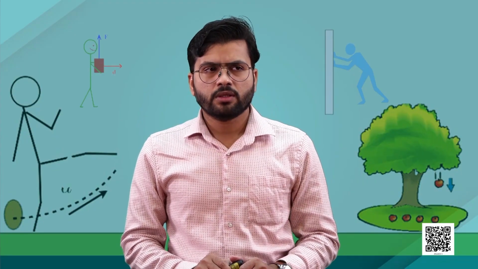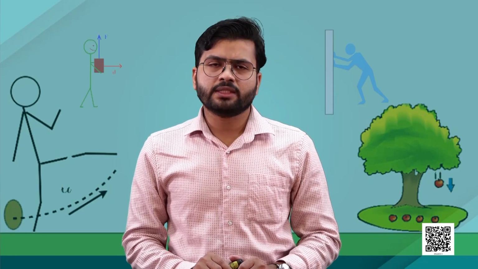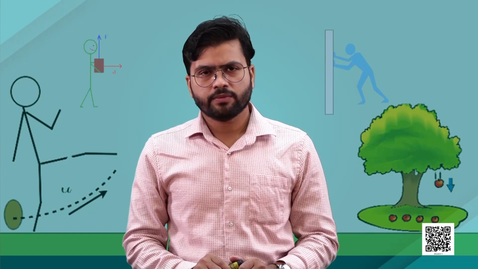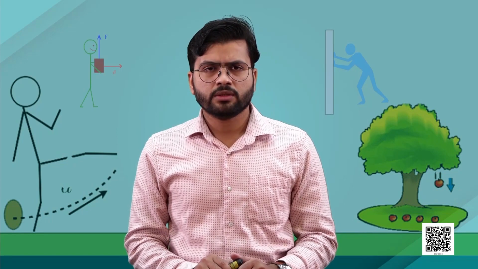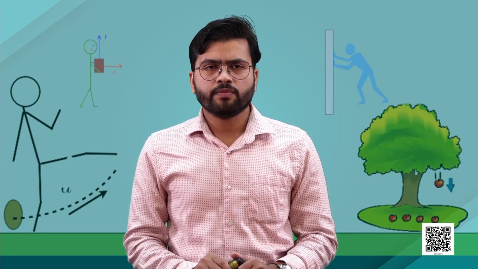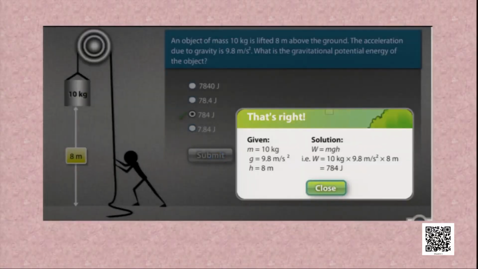So here we can easily solve this by applying the formula potential energy is equal to mgh. The values are given to you. So you try what will be the answer. So here is the answer in front of you. Now if you substitute all these values, you will get the option as 784 joule. Mass is given as 10 kg, acceleration due to gravity is 9.8 meter per second square, height is 8 meter. So if you substitute all these values, the answer you will get is 784 joule.